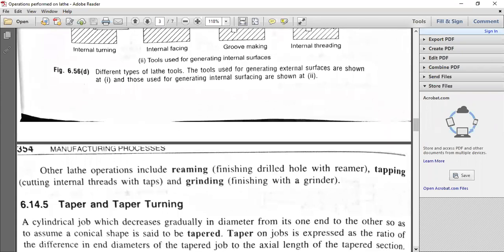So other lathe operations, what are the other lathe operations apart from what we have discussed? It is the reaming operation. Reaming is nothing but sizing the hole. Already a drill hole is there. Suppose I have drilled 25 mm. I want 25 minus 0.1, or I want 25 minus 0.